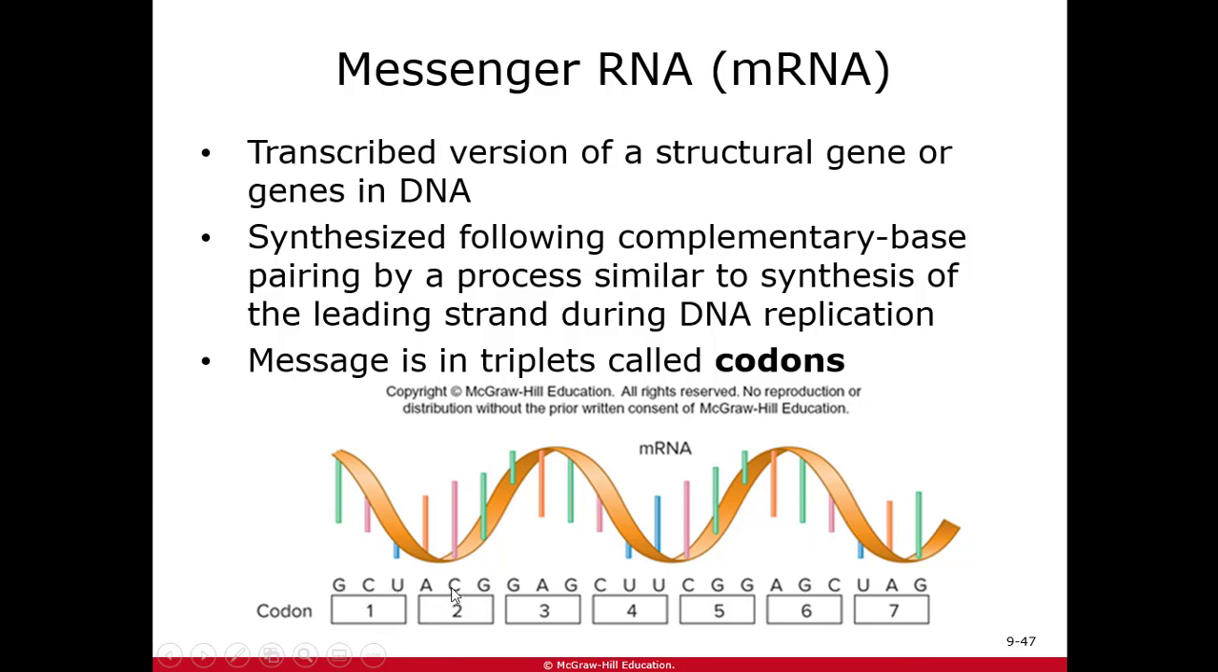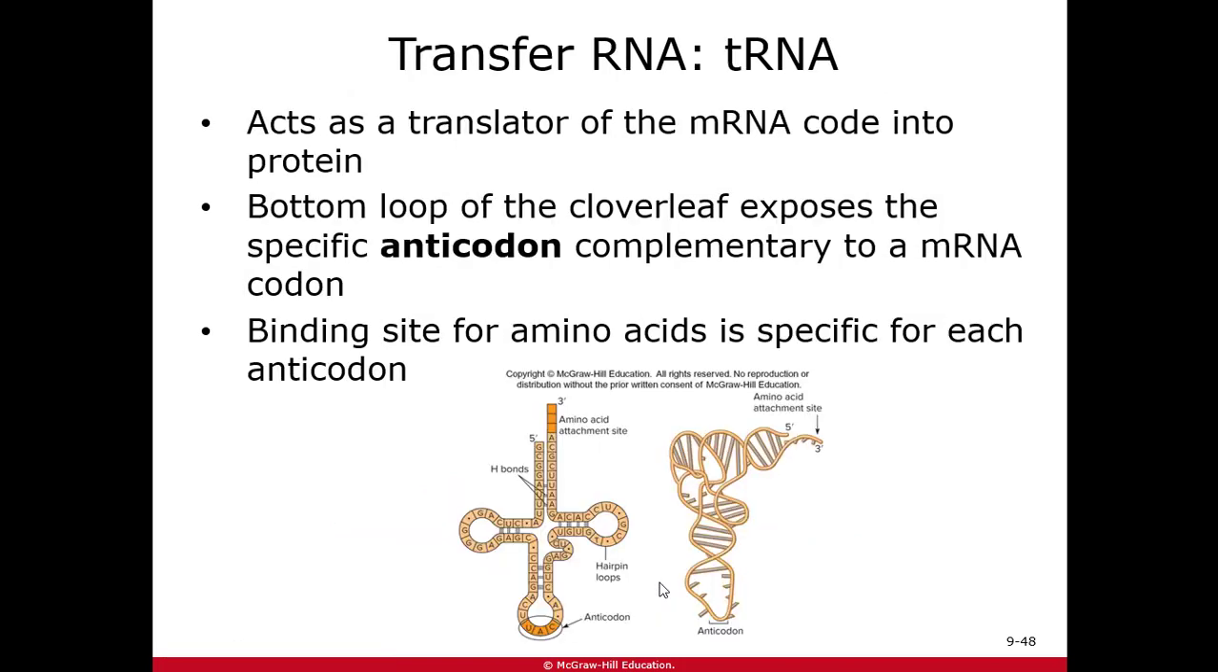Another type of RNA is called transfer RNA. It has a different structure. Messenger RNA is called messenger because it carries a message. Transfer RNA is called transfer because it's going to transfer amino acids. This is the RNA that's going to be able to read the message on messenger RNA and bring in the correct amino acid.